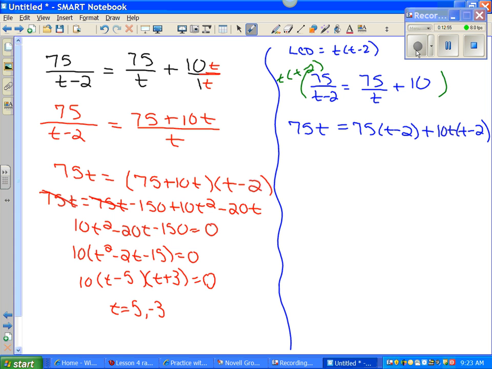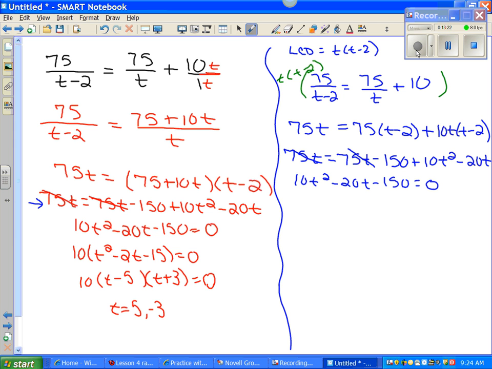Okay. So 75t minus 150 plus 10t squared minus 20t, right? And that's just distributing. See, now we're already here, right? 10t squared minus 20t minus 150 equals 0. And we've already done this, all these same exact steps on the other equation.